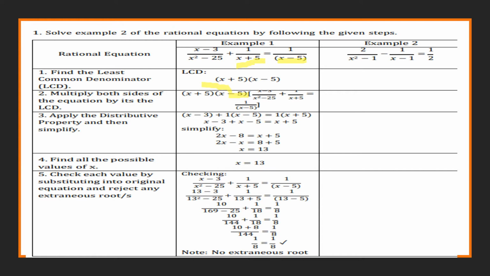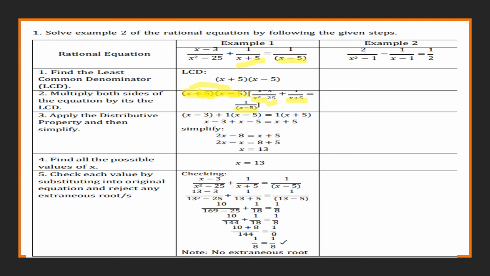So, ito na siya. Multiplying both sides. So, i-multiply mo rin siya dito. Kapag i-multiply mo to dito, sisimplify na natin. Apply natin yung distributive property and then simplify. And then, this one, makakancel yan. So, ano na lang maiiwan? Yung x minus 3 plus yung x minus 5. Kasi from this expression, makakancel naman yung x plus 5, ang maiiwan yung x minus 5. Is equal to 1 times, ano naman yung maiiwan dito? Since x minus 5 ang nasa denominator, yung x plus 5.